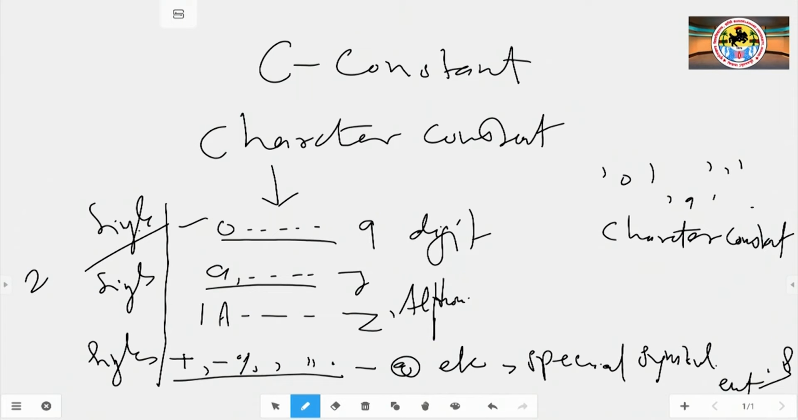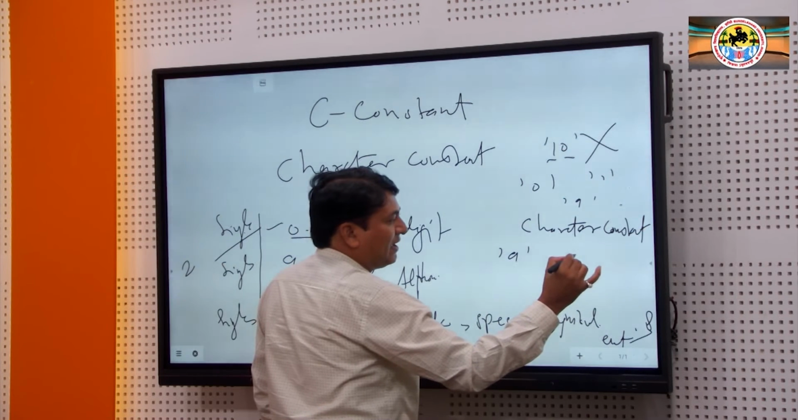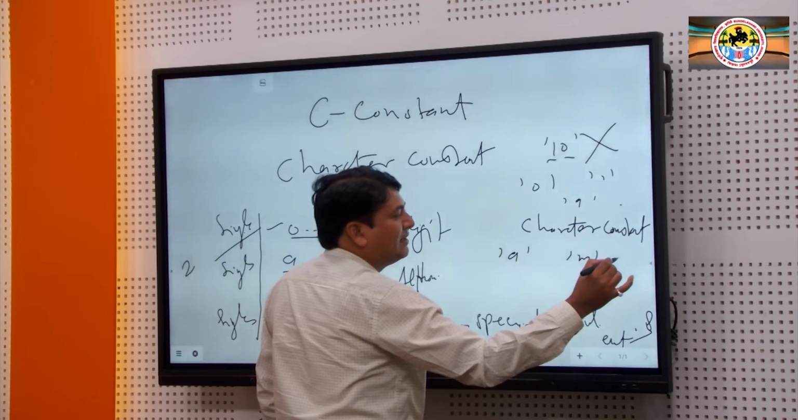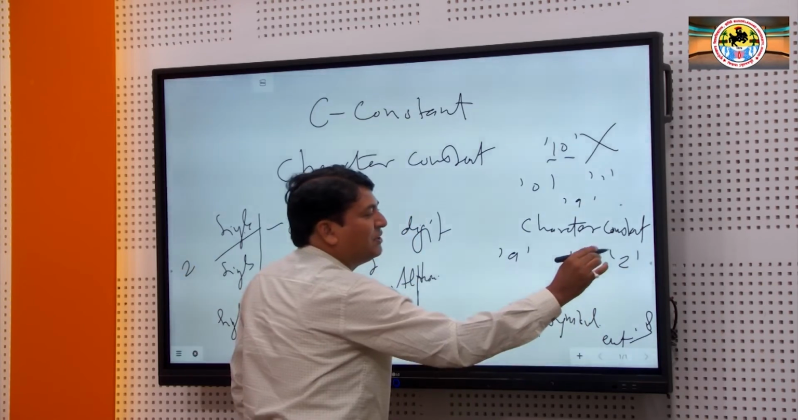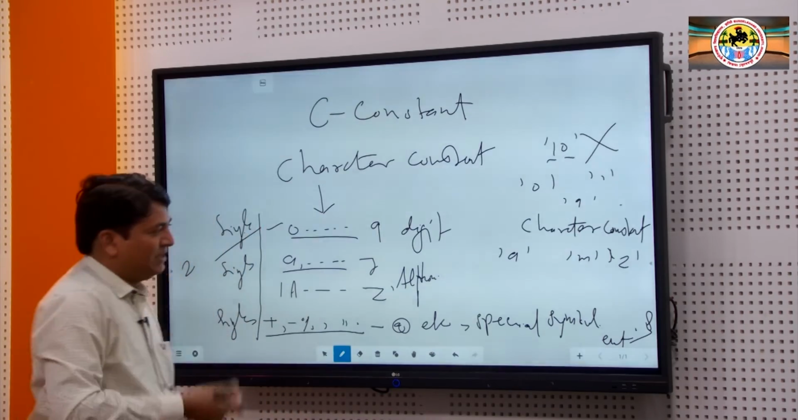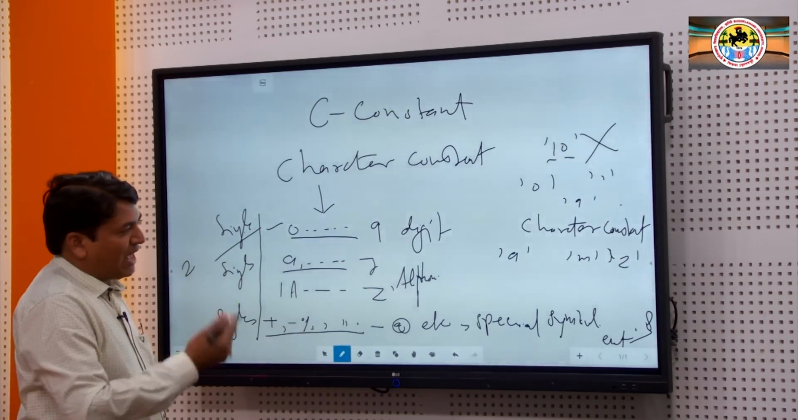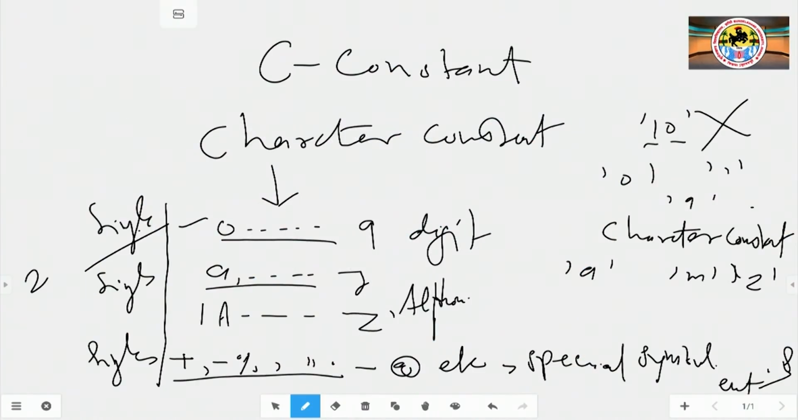Now suppose we take 10. This is not a single digit, it is two digits, 1 and 0, so this is not a character constant. Is it clear? Now, the same way we move on to the alphabet. Suppose we include any alphabet, A to Z, either A, M or Z, or small a, small m, small z, in single inverted commas with the tails to the left.